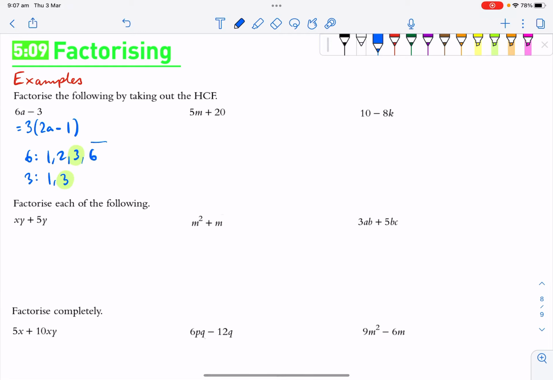Like I said, you don't need to write this out. If it helps you in the beginning, write it out, but you don't need to. But the point is that you're looking for the highest common factor for both numbers. All right, let's move on to the next one.